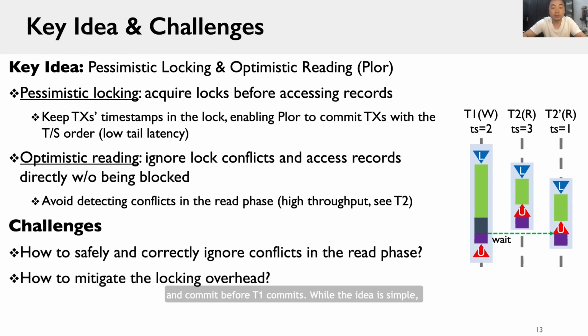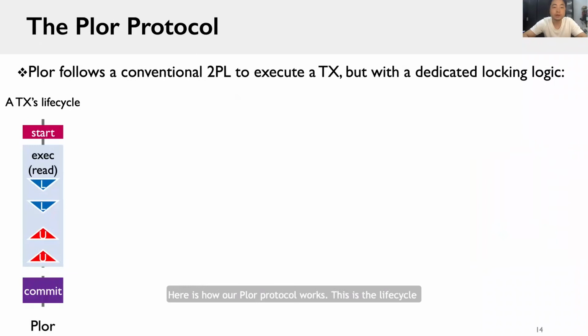While the idea is simple, two challenges still need to be tackled properly. The first challenge is how to safely and correctly ignore conflicts in the read phase. And the second is how to mitigate the locking overhead, since Plor needs both read and write locks. Here is how our Plor protocol works. This is the life cycle of a transaction running with Plor, which follows a conventional 2PL for locking and unlocking. The difference lies in the locking logic.